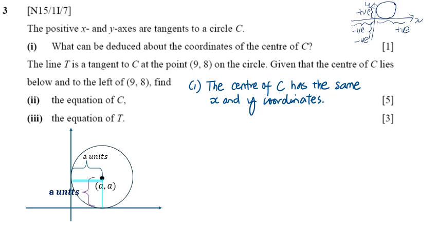Alright, for parts 2 and 3, we're given a point 9, 8 that lies on the circle, and a tangent line that passes through this point 9, 8, and this tangent line is called line T. So there are two things we need to do here: find the center of the circle and also the equation of this line T. So let's start off by identifying where 9, 8 is, and then draw a tangent line. Yes, and this line is called line T.